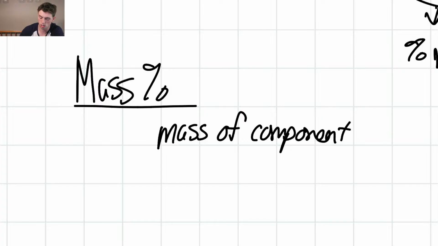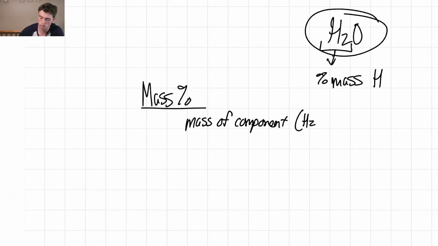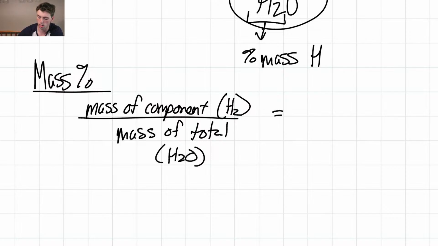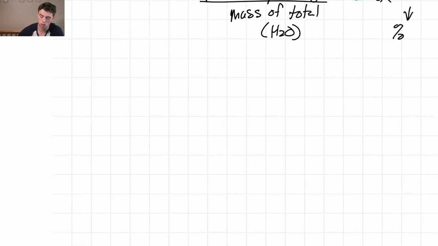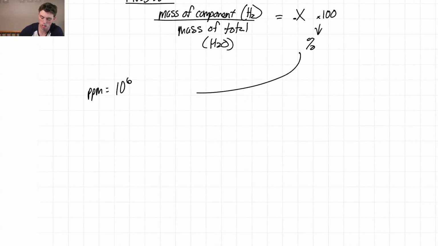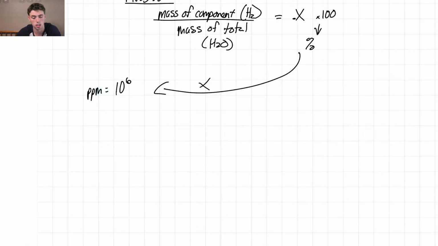So in this case, it would be H2 over the mass of the total, which is H2O. And then that will give me some decimal number, and then all I do is multiply that by 100, and that'll get my clean percentage. And sometimes we use parts per million. I haven't seen it too much, but parts per million is just 10 to the 6th. So whatever number you would get, you would just multiply times 10 to the 6th, and it'd be pretty easy from there.